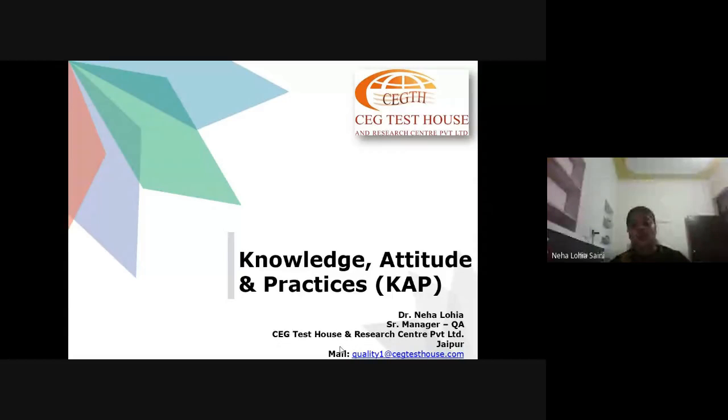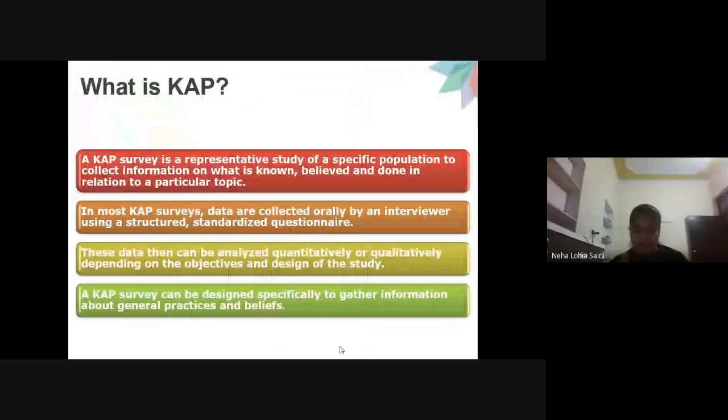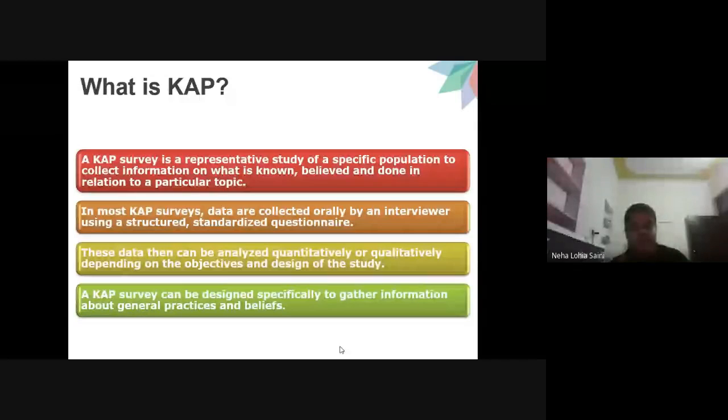Okay, so now we will start with knowledge, attitude, and practices. So girls, what is KAP? It is a survey of a specific population to collect information on what is known, because we have to collect information from the individual or the population about what they know about a particular topic, what they believe about that topic, and what has been done in relation to it.